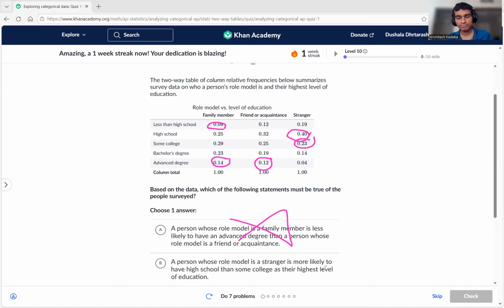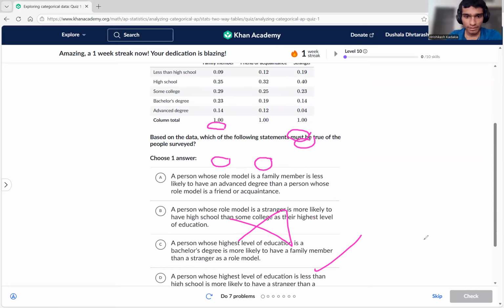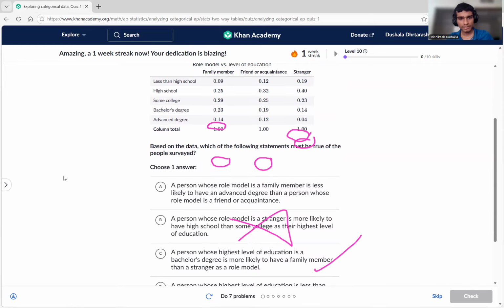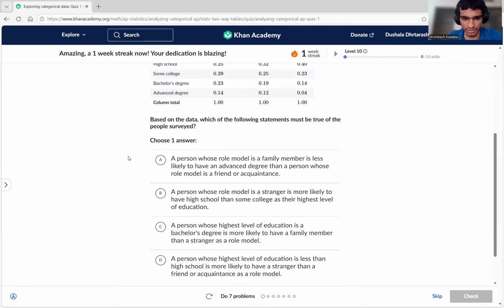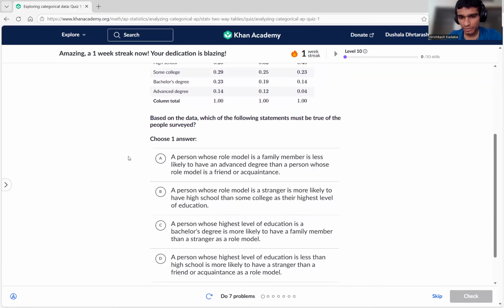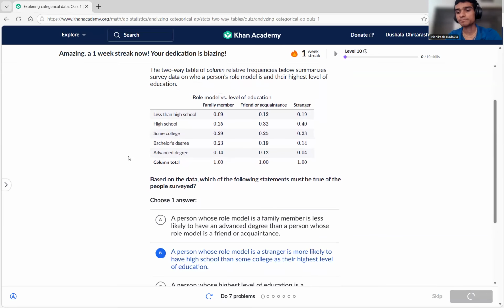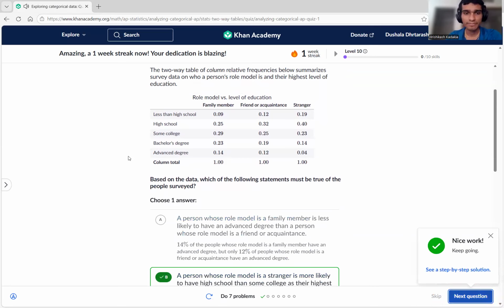Actually, that is true. 40% of them are more likely to have high school and some college. This checks out. Now, if you see a person whose highest level of education is a bachelor's degree, well, this conclusion we can definitely make. We have to make column relative frequency; we don't have row relative frequency. Person whose highest level of education is less than high school, no, D is also wrong. So D and C are immediately ruled out. These are the only ones we can safely choose. Yes. Okay.